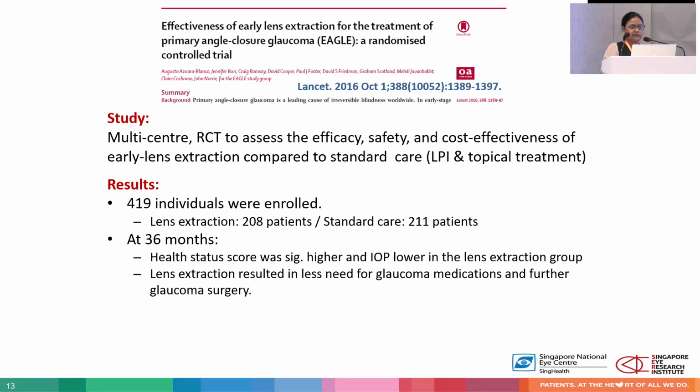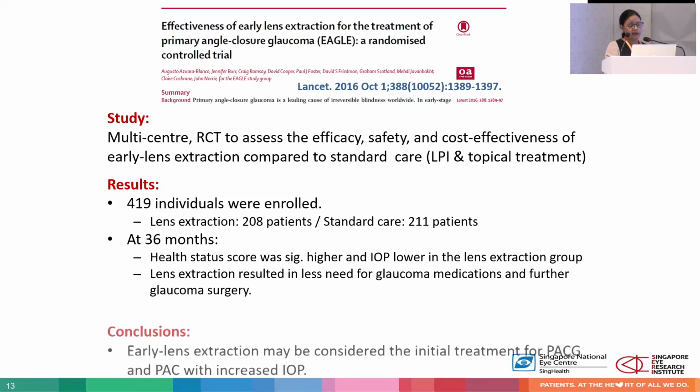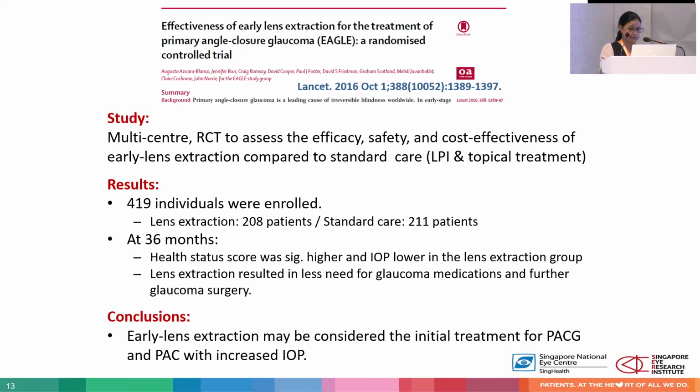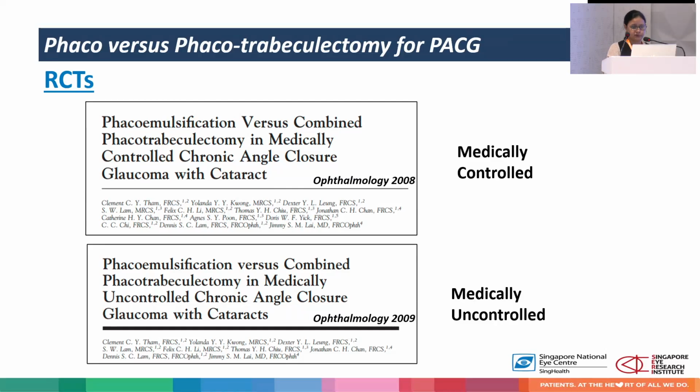Of course, lens extraction in angle closure eliminates pupil block and widens the angle. And this is the EAGLE study. I think Ronnie will be speaking more about it. Basically, it's a multi-center trial which compared early lens extraction to standard care, which is LPI and topical medications. What they found was that at the end of 36 months, the eyes with lens extraction had a significantly better health status score and lower IOP as well as lower need of glaucoma medications. The study concluded that early lens extraction may be considered the initial treatment for PACG and also PAC with elevated IOP.